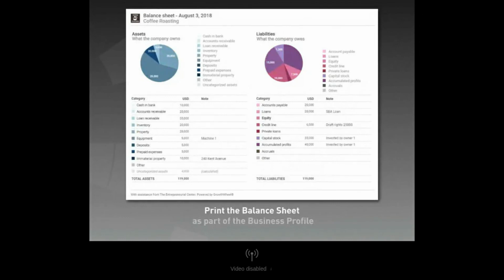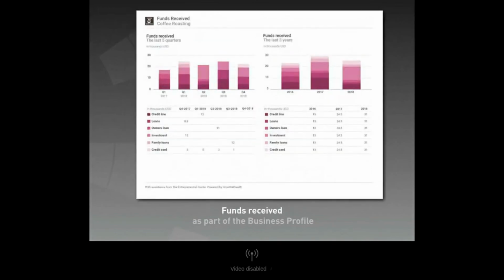Again, the balance sheet is coming, so it'll be part of the business profile. Also, we're going to have funds received. That is already under financials, but the graphs aren't there. But the numbers, you can add the numbers in at this point in time. So did you get a credit line? Did you get loans, investments, family loans, credit card? So what about in the last 5 quarters? What about in the last 3 years in terms of debt or funds received that the business has taken on?